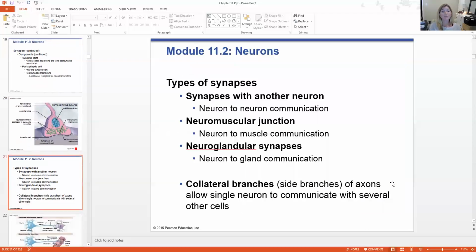Let's talk about the types of synapses. There are three main types of synapses. Neurons can synapse with another neuron. They can synapse between a neuron and a muscle, or there can be a synapse between a neuron and a gland, so neuroglandular synapses. Collateral branches of axons will allow a single neuron to communicate with several other cells. So in other words, it's not a one-to-one ratio. There are typically more postsynaptic cells than there are neurons.